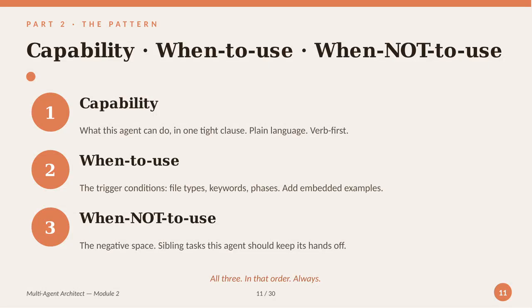A good description has 3 parts in this exact order. 1. Capability. What this agent can do in one tight clause. Plain language. Verb first. Not an agent that can sometimes help with code. Instead, reviews diffs for security and correctness. Active. Specific. 2. When to use. The trigger conditions. File types, keywords, phases of work, transitions between phases. This is where you tell the router what tasks belong to you. And the leverage move here, which we'll come to in 2 slides, is to add embedded examples that show the trigger in action. 3. When not to use.